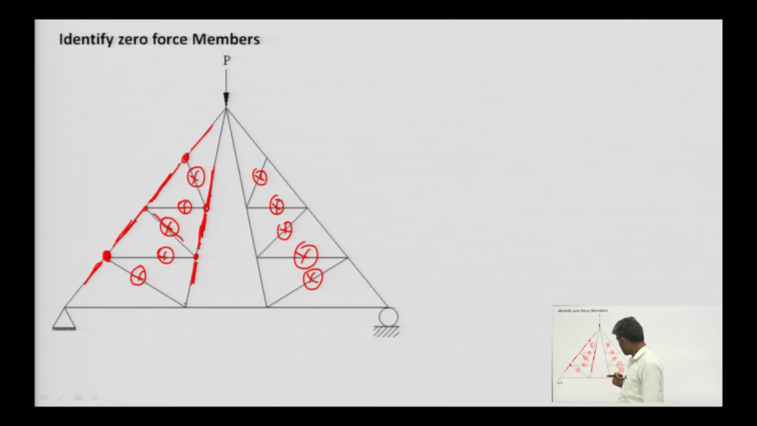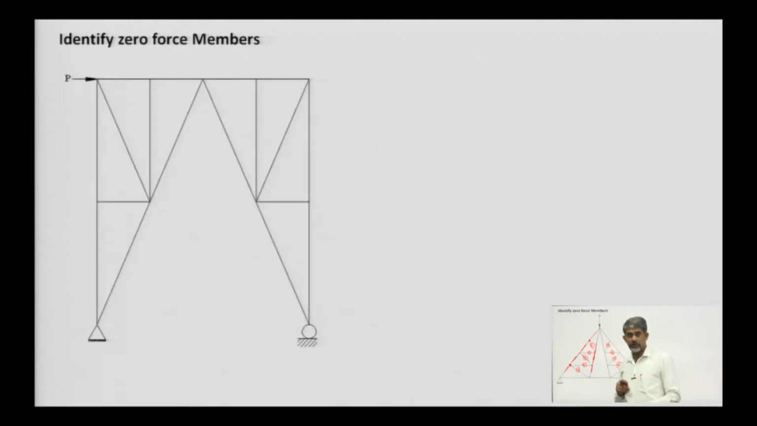So, this is the procedure for how to identify a zero-force member, using two cases. What are those? If two members are collinear, then the force in the other member connecting at the same joint is 0. And the second case is that if at any joint two members are connecting without any external load, then both members will have 0 force, right.